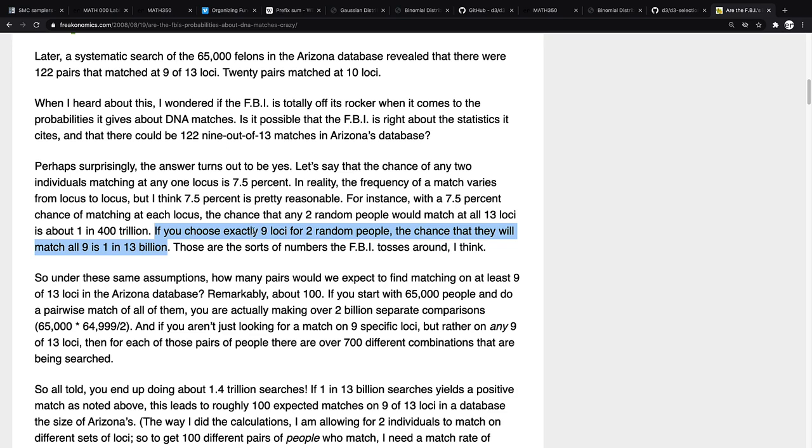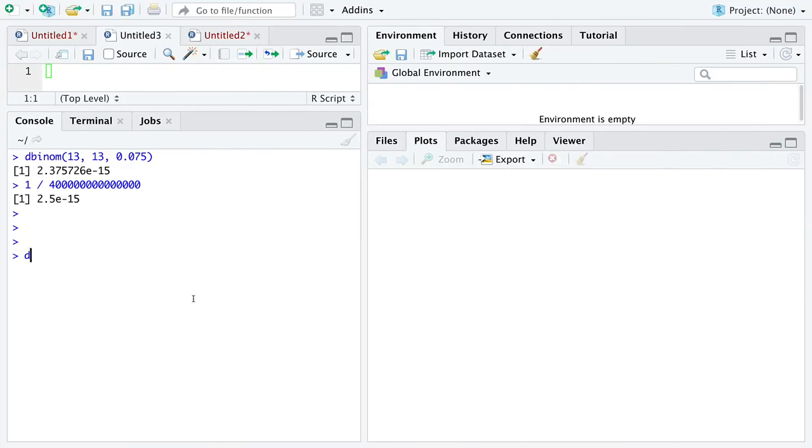They say if you choose exactly 9 locations for the two random people to match, the chance that they will match at all 9 is 1 in 13 billion. So we'll do pretty much the same thing as before. D for density, binom for binomial. So this is the density function of the binomial distribution. And we're going to do a similar sort of thing. And that's 1 over 13,000 million billion. Whew. That is close. Their approximations are quite close to our actual calculations.